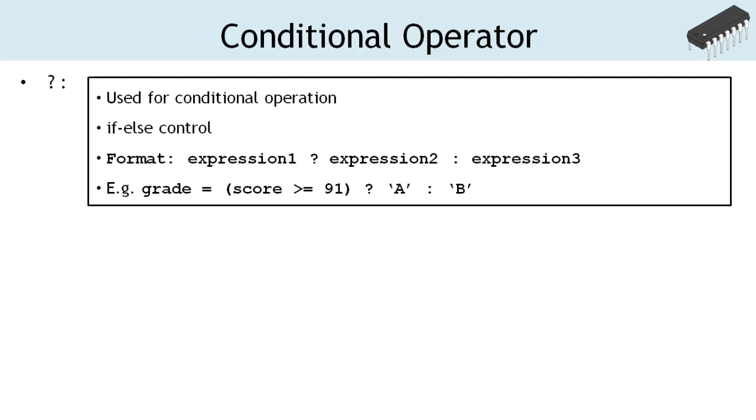For example, the variable grade in the given statement will be assigned character A if the score is greater than or equal to 91, else character B is assigned.